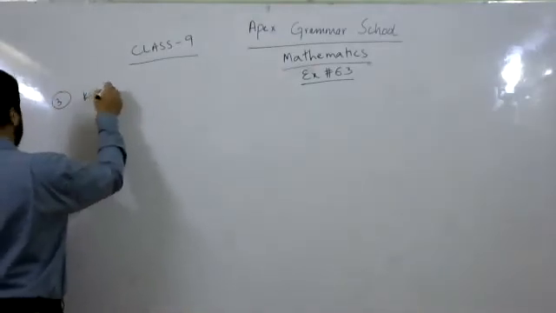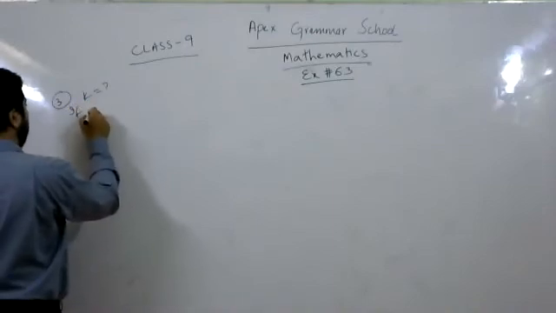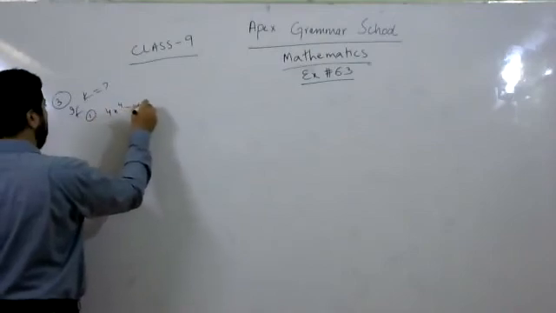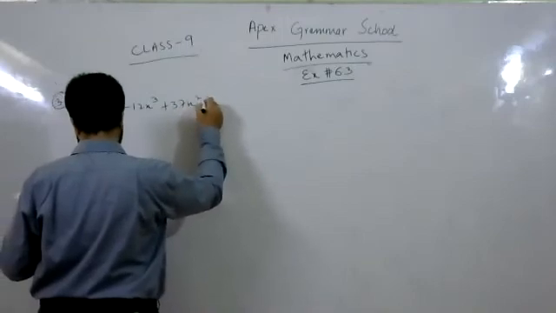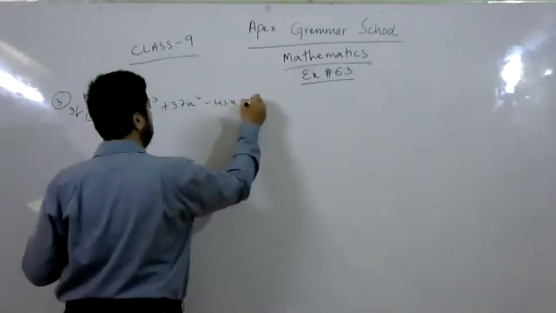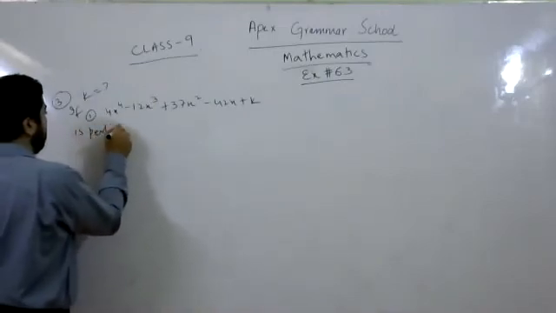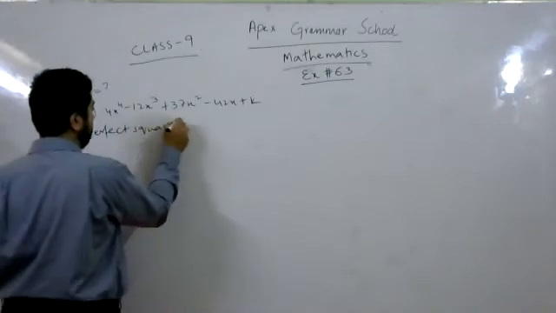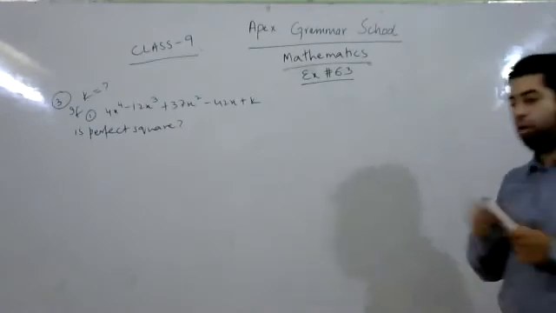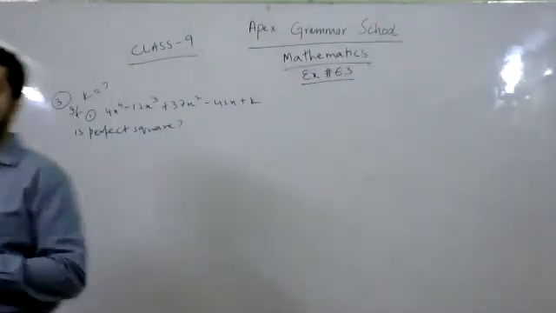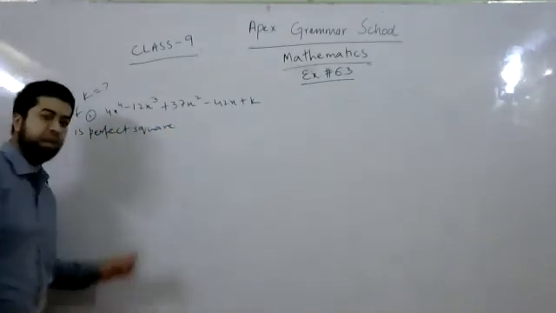Find the value of k if 4x to the power 4 minus 12x cubed plus 37x squared minus 42x plus k is a perfect square. We need to find the value of k now. This is giving us the hint that this is a perfect square.